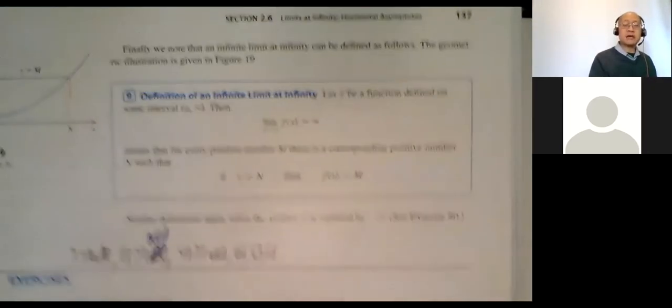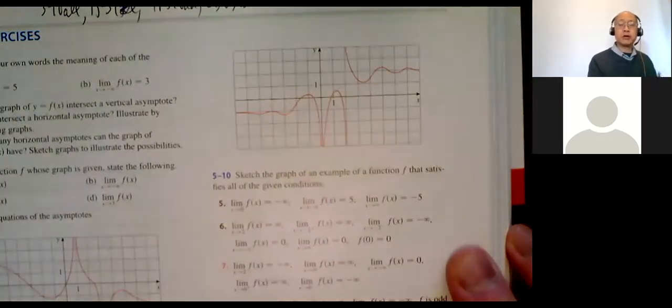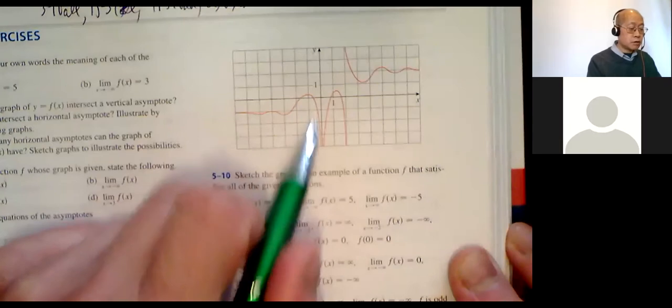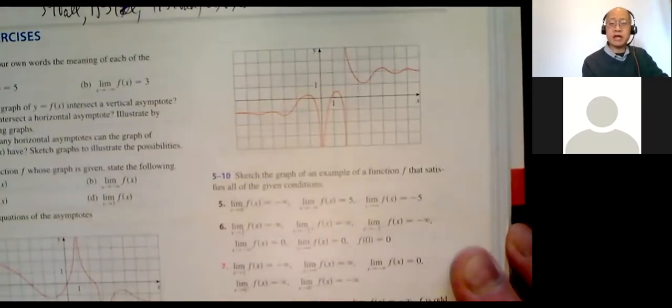So you have to approach the same thing on both sides. Do we approach the same thing on both sides of 0? Yes, we do. On both the left and the right, it drops to negative infinity. So the answer to C is negative infinity.